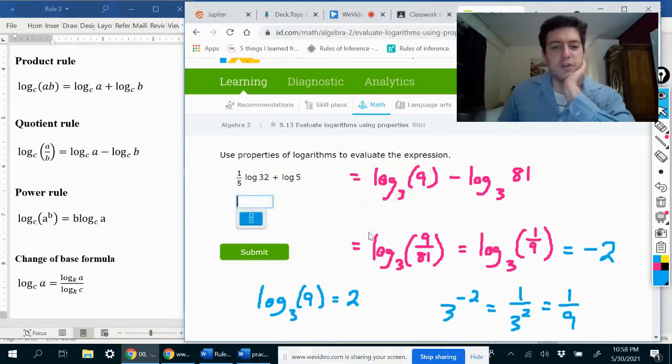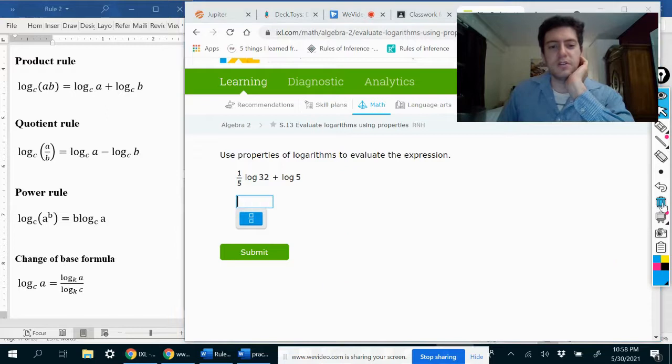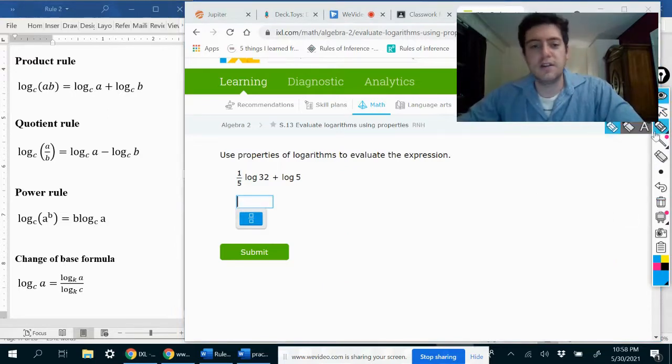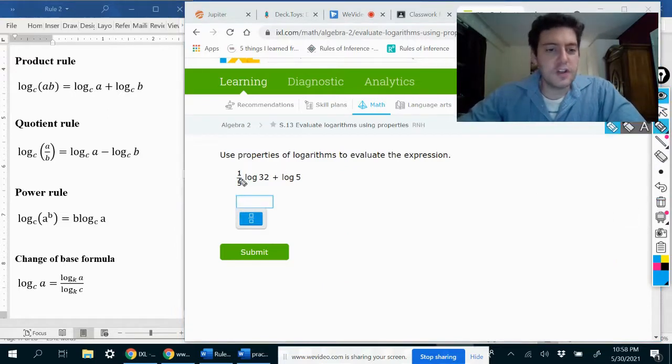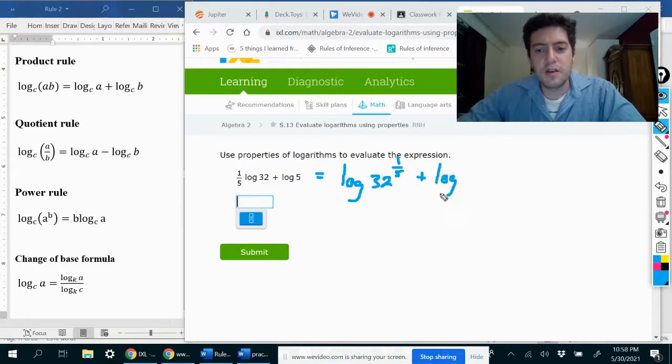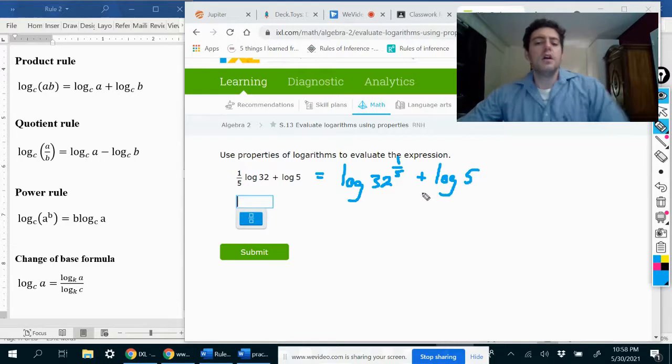I think we've seen all the tricks it's going to throw at us. Oh, not quite. All right, so here's one trick we haven't seen yet. Okay, so I see a coefficient over here, so I'm going to use the power rule. Turn that coefficient into an exponent, and we would get the log of 32 to the 1/5 power plus the log of 5.